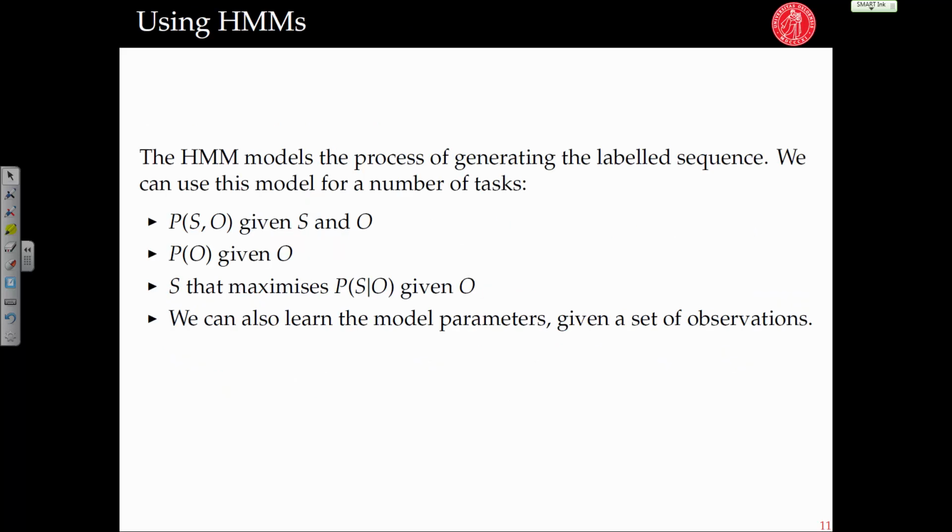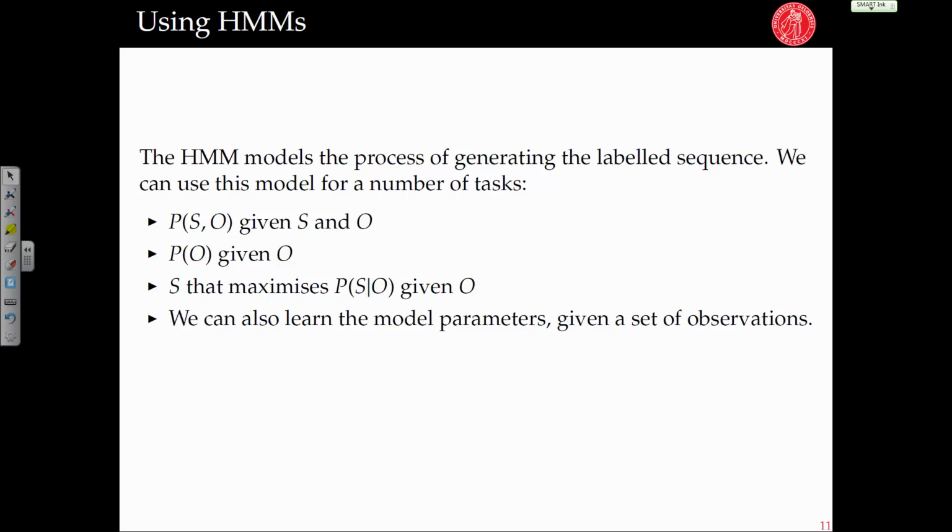And we can use hidden Markov models to solve many different types of problems. It depends on how we define our problem. The one that I just introduced is the joint probability of a hidden state sequence and observation sequence, given that we know both of them. When we compute the joint probability, we assume that we know both of them, right? We know the observation sequence and the hidden state sequence.